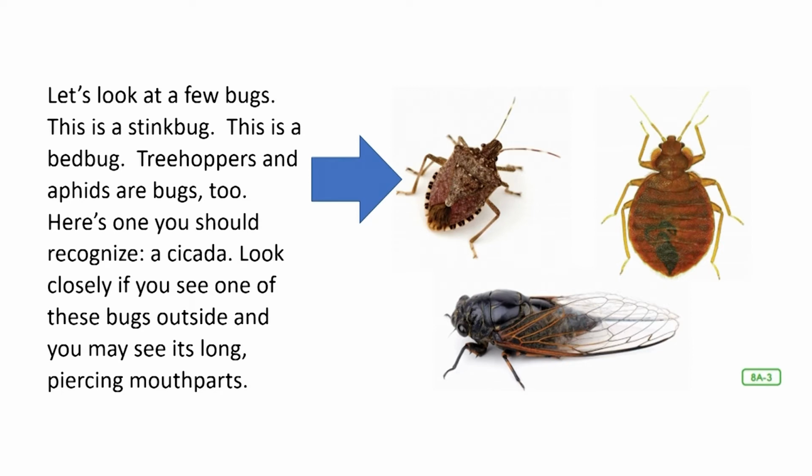This is a stink bug. This is a bed bug. Tree hoppers and aphids are bugs too. Here's one you should recognize. A cicada. Look closely. If you see one of these bugs outside, you may see its long, piercing mouth parts.